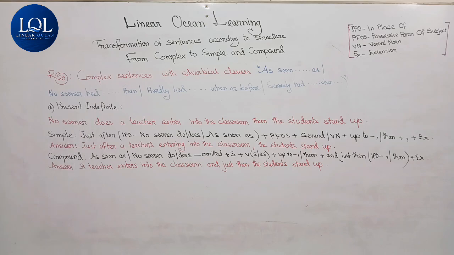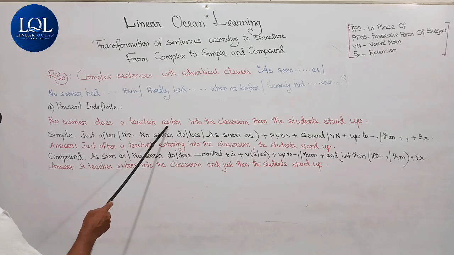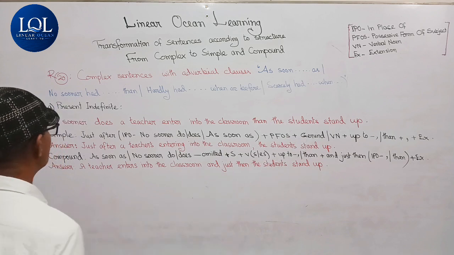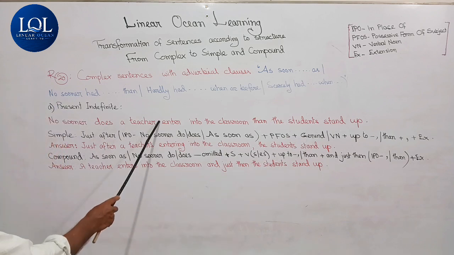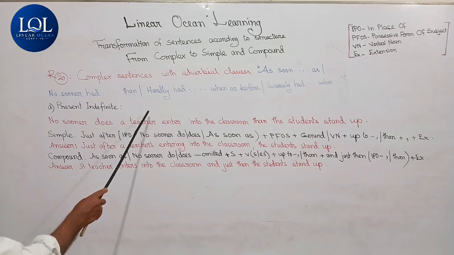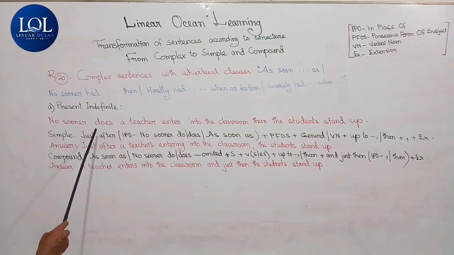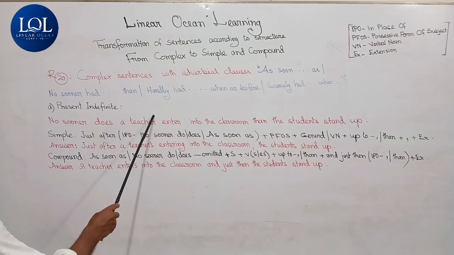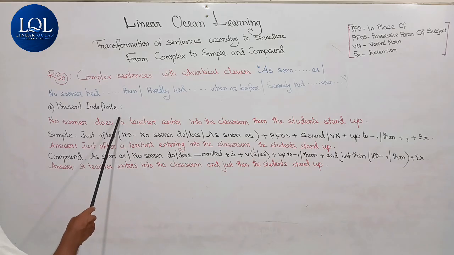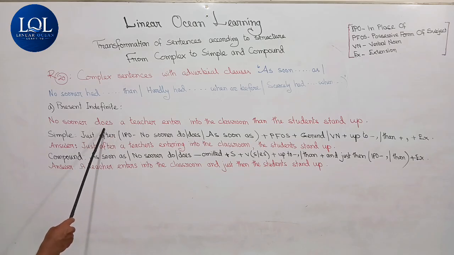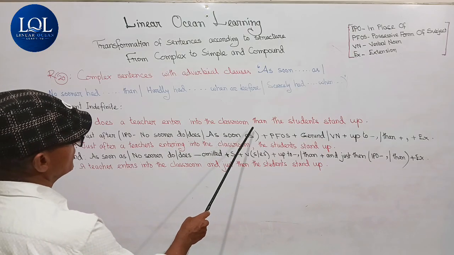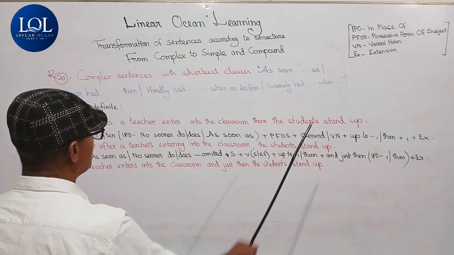Present indefinite tense. Example: No sooner does a teacher enter into the classroom than the students stand up. Viewers, here the subject is third person singular number. That's why we have got "does" here. If it were third person plural or other than third person singular number, then it would be "do". No sooner does a teacher enter into the classroom than the students stand up.